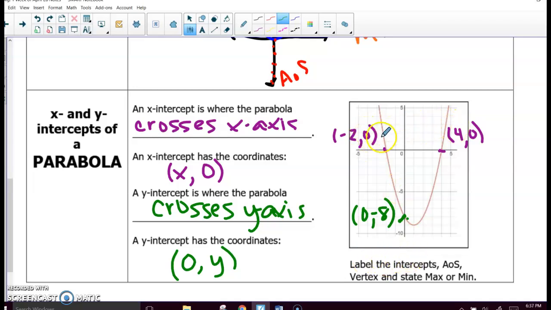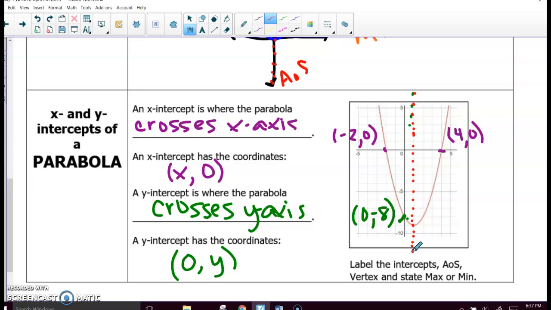Down below the graph, it asked us to label the intercepts. I've labeled the 2 x-intercepts of this graph, the y-intercept, and note that graphs may have no x-intercepts, 1 x-intercept, or 2 x-intercepts. Y-intercept you will just see occur once. Axis of symmetry, as I said, I'm using red, and my axis of symmetry is a vertical line. Okay, vertical line, so I'm going to use that point right there and mark my axis of symmetry.